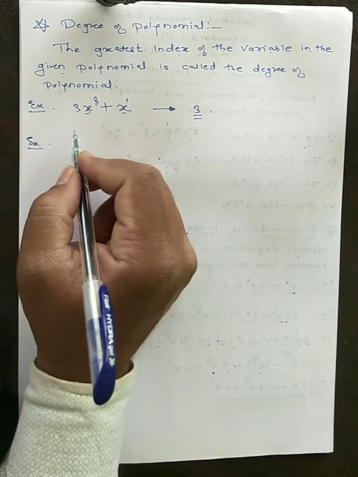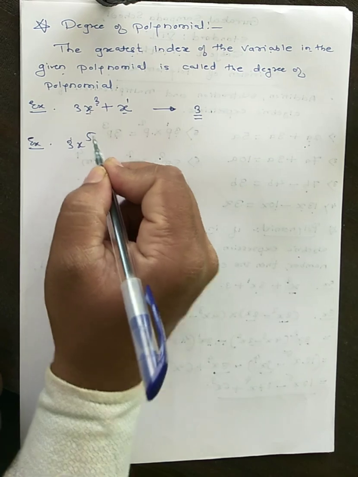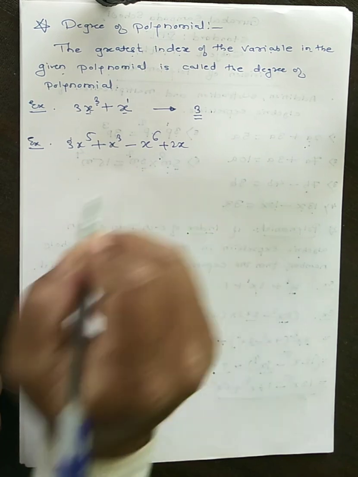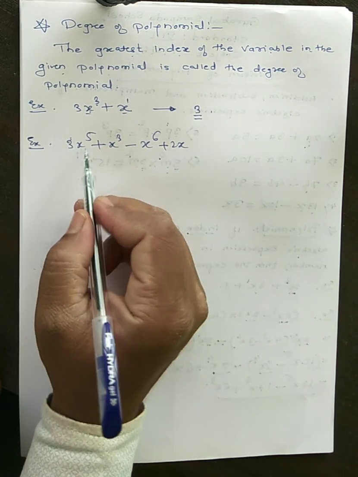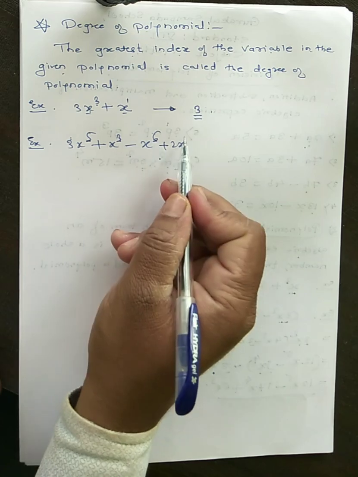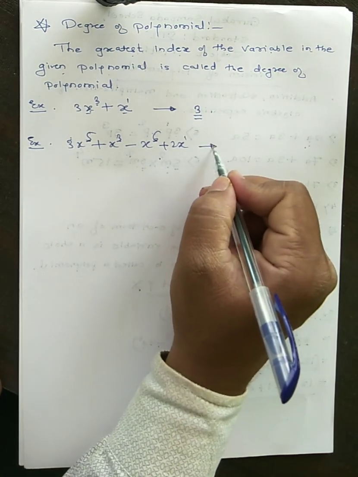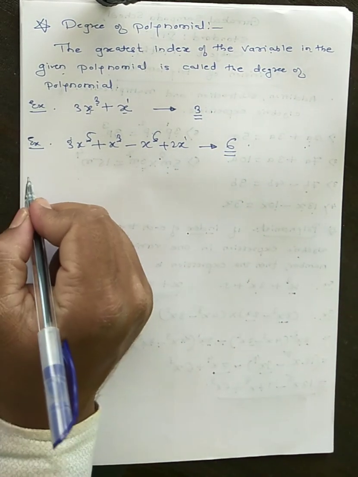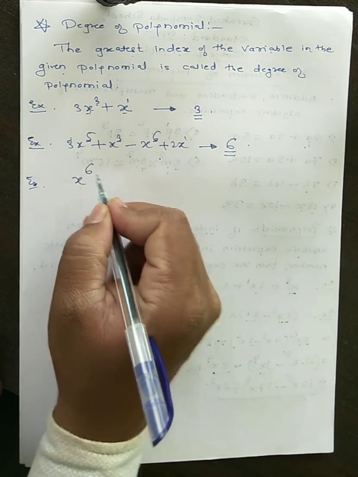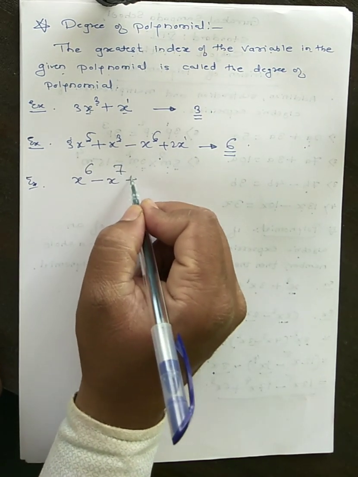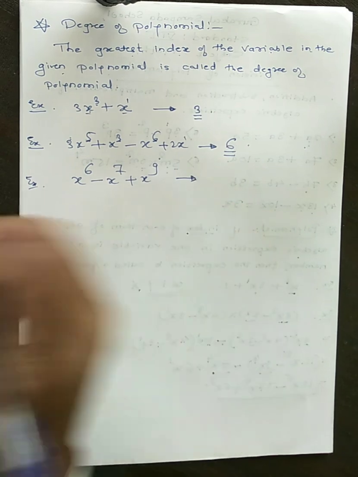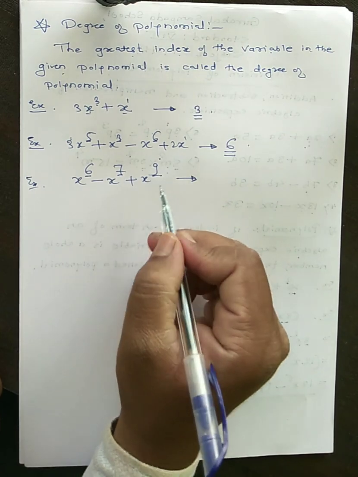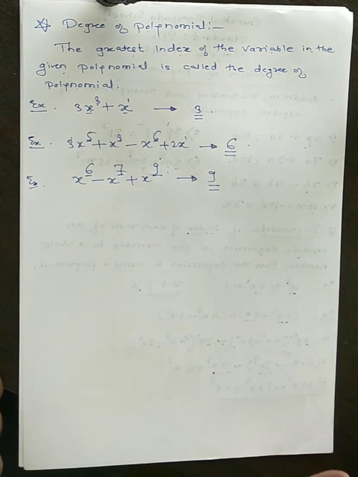Let us consider a second example. Suppose 3x raised to 5 plus x cubed minus x raised to 6 plus 2x. Now again if you are observing, here the indices are 5, 3, 6 and 1. So which one is the greatest index of the variable in this polynomial? The answer is 6. Okay, one more example. Suppose x raised to 6 minus x raised to 7 plus x raised to 9. What is the degree of the polynomial? Again the powers are 6, 7 and 9, so the greatest index is 9, so 9 is the degree of the polynomial.